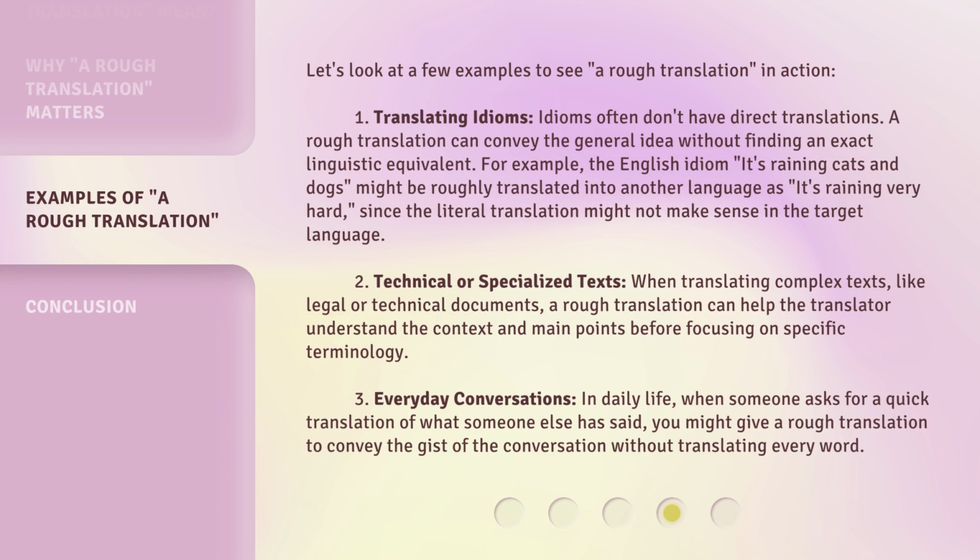2. Technical or specialized texts. When translating complex texts, like legal or technical documents, a rough translation can help the translator understand the context and main points before focusing on specific terminology. 3. Everyday conversations. In daily life, when someone asks for a quick translation of what someone else has said, you might give a rough translation to convey the gist of the conversation without translating every word.